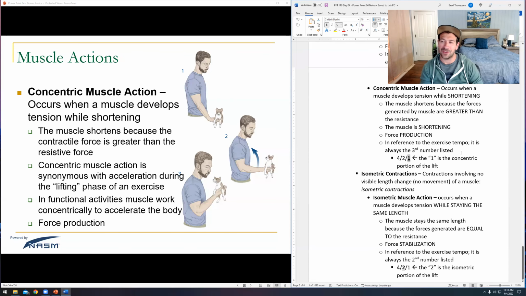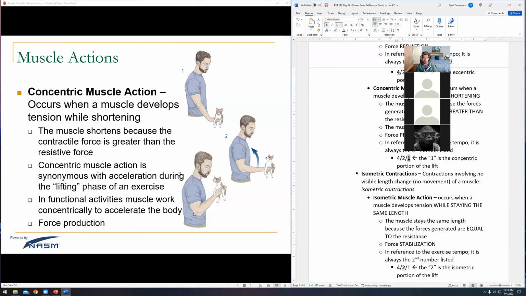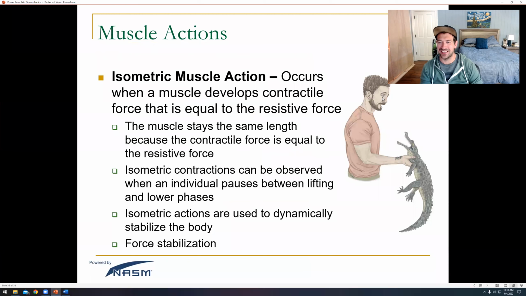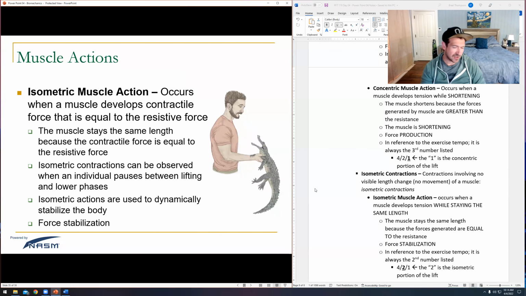And here's my favorite slide ever. There's isometric, which is like, look at this guy, he does not love alligators. He is going to isometrically hold that alligator as far away as he can, right? He's not going to produce force because if he throws it away, it might come back at him. He's not going to reduce force because obviously he does not want to bring this alligator towards him. But if he holds it, he can just figure out what to do, right? So that's isometric. Isometric means you are going to hold it in one position.